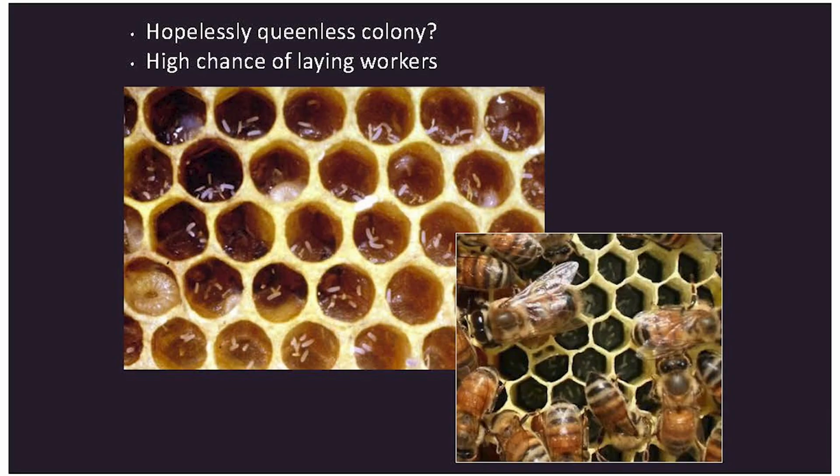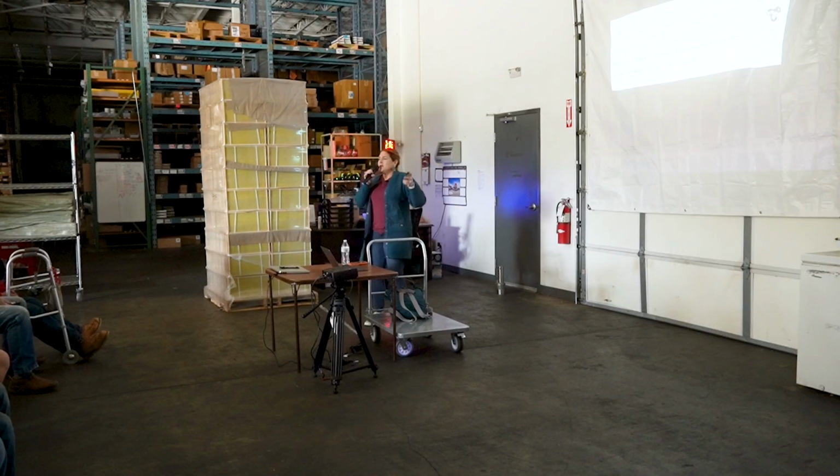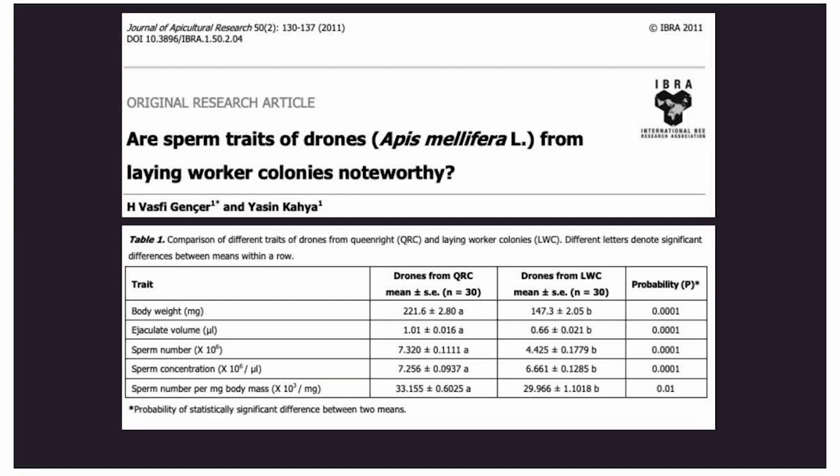Yeah, this is again multiple eggs in a cell. That's a good indication of laying workers. And so you might think, well, I'm going to do an experiment and I'm just going to let these colonies rear their own drones, because at least those drones are going to go out and mate with queens from other colonies. So I am passing along the genes of that queen indirectly through the drone line. But that study was already done, actually.